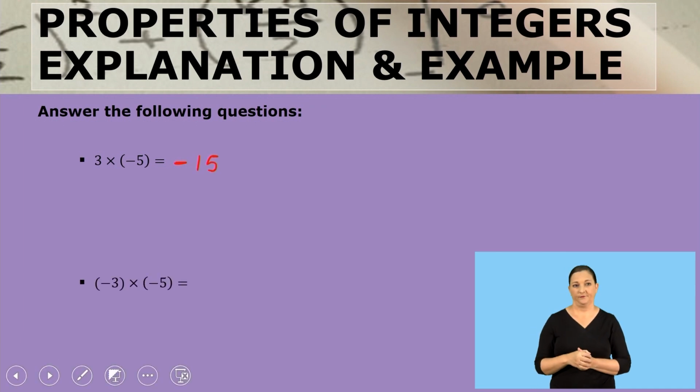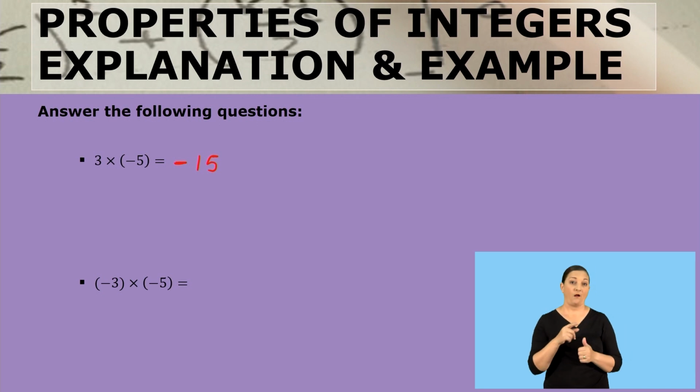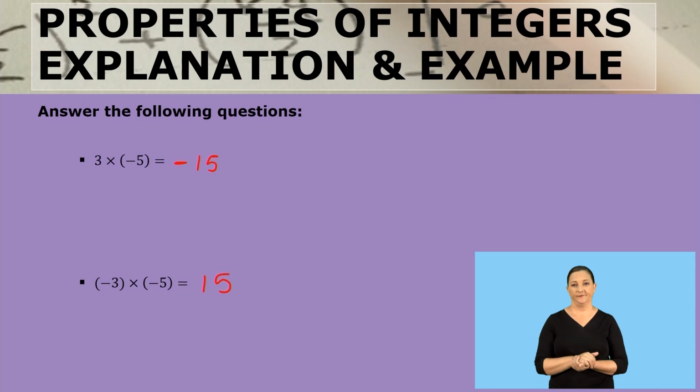Then we have a negative number multiplied with a negative number. So 2 negative numbers. That is a negative 3 multiplied by a negative 5. We said that the answer would be a positive. So our answer there is a positive 15.